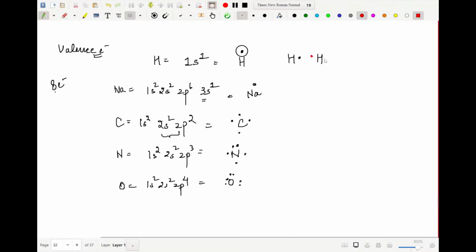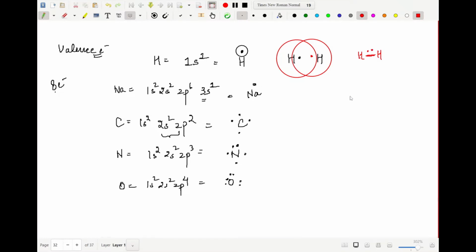Both of these atoms have one electron each, and they want to achieve a duplet, which means 2 electrons, so they will just share these 2 electrons with each other. That is how a hydrogen single bond hydrogen, where a single bond represents a sharing of 2 electrons, is formed between 2 hydrogen atoms, right?